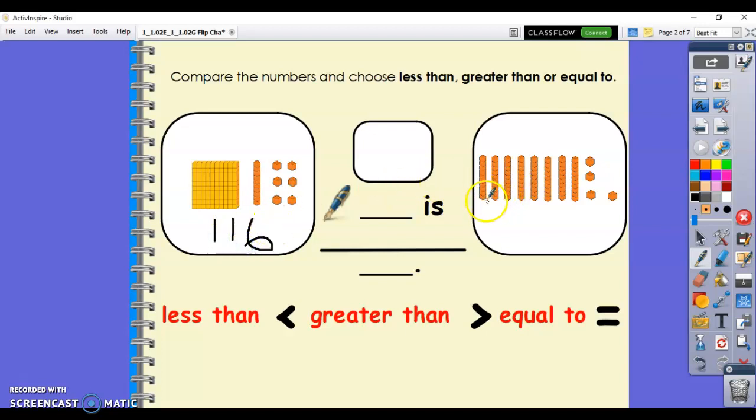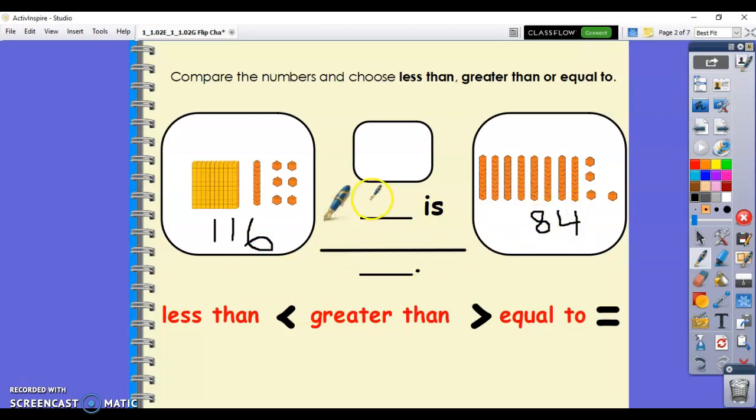Count with me. 10, 20, 30, 40, 50, 60, 70, 80, 81, 82, 83, 84. This number is 84. Now, I must compare these numbers. So if I start with 116, I see that I have a 1 in the hundreds place. If I come to 84, I don't have a number in the 100s place. I only have a number in the tens place and the ones place. So that tells me that 116 is greater than 84.